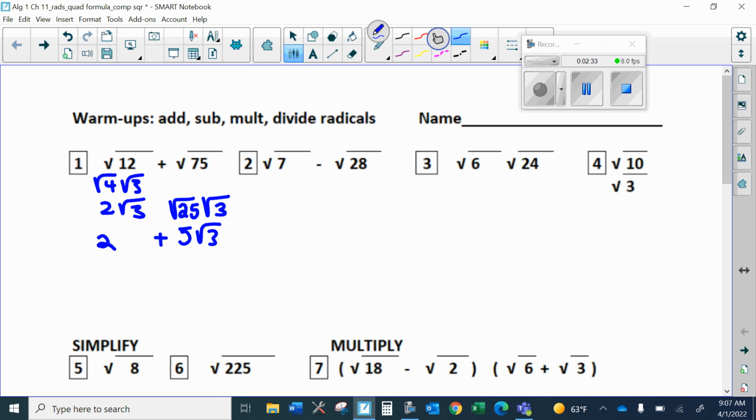And I have my 2 root 3. Now I see I have the same radical, same number underneath the radical. So I just add the coefficients. And the answer is 7 root 3. Okay, that's it. Same rule applies for subtraction.